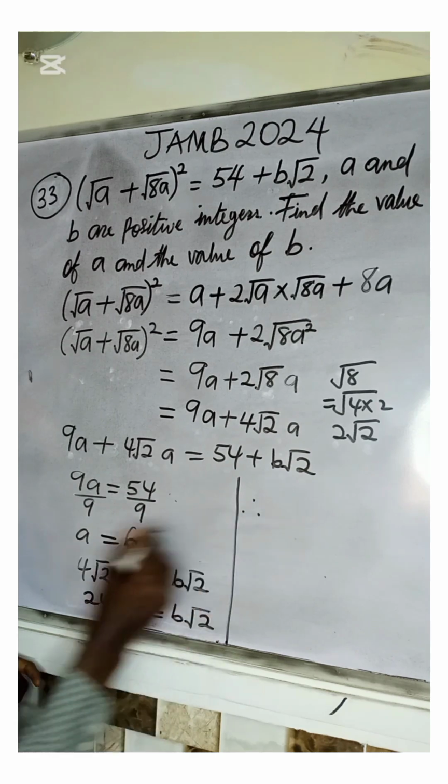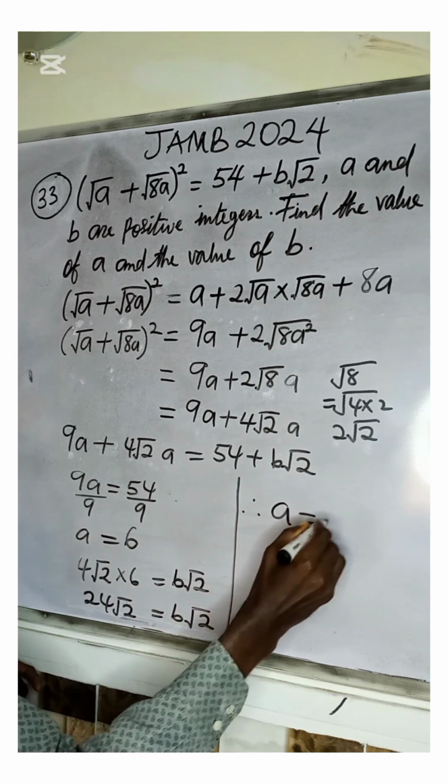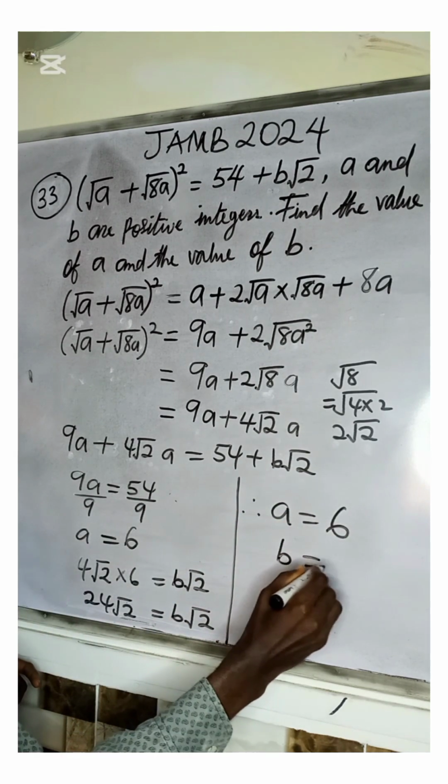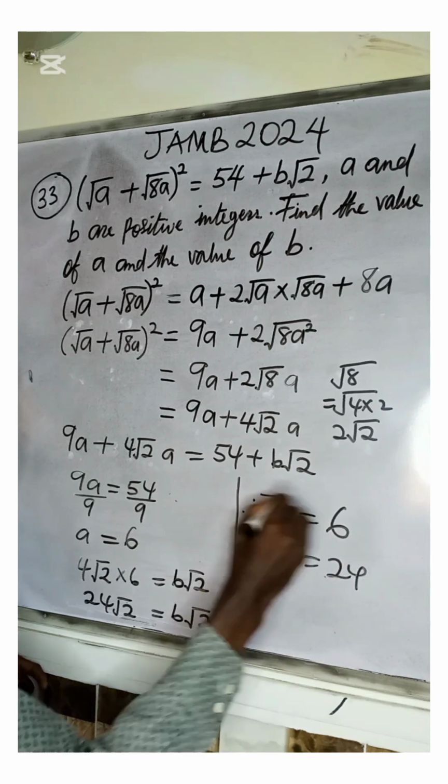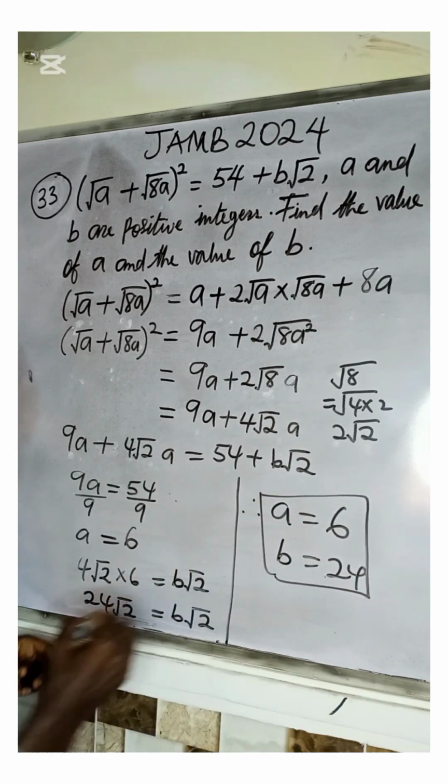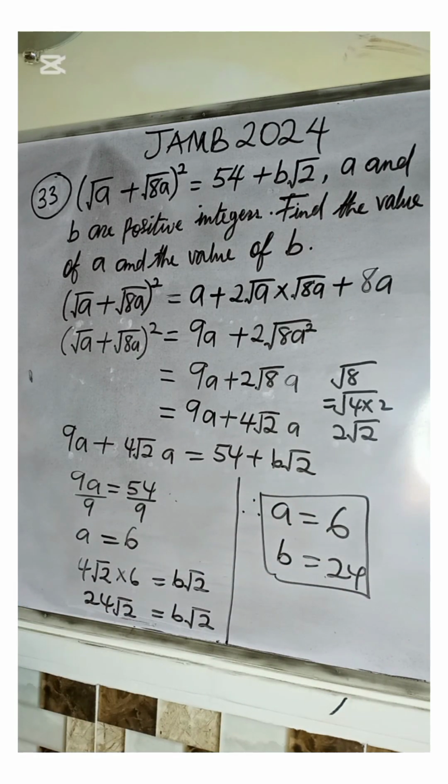So say therefore the value of a is 6 and the value of b is 24. So a equal to 6, b equal to 24. I hope we do understand. Thank you.